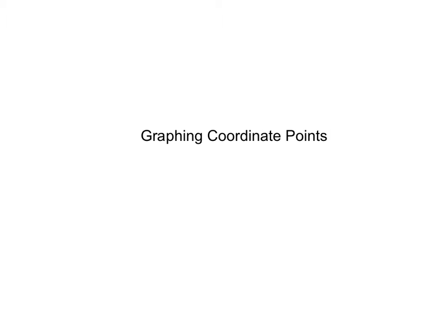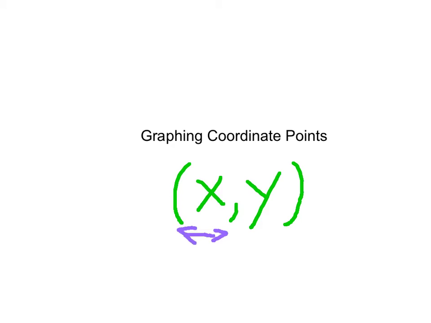Today we're going to be talking about graphing coordinate points. Remember, coordinate points are going to be the points that are in parentheses that has the x first and then the y. When you graph, you first go left or right, and then you go up or down when you're working with the x and then the y.